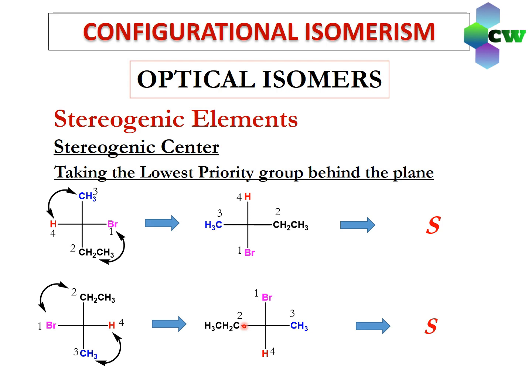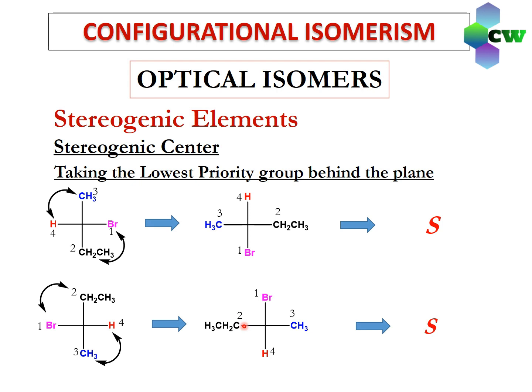So first you have to draw the molecule in 3D and then orient or project it in such a way so that the lowest priority group is behind the plane. You can do it from the 3D projection or from the Fisher projection. In cases where the lowest priority group is towards you, projected towards you, clockwise rotation would mean S and anti-clockwise would mean R. But in cases or projections in which the lowest priority group is behind the plane or away from you, clockwise would mean R and anti-clockwise would mean S.